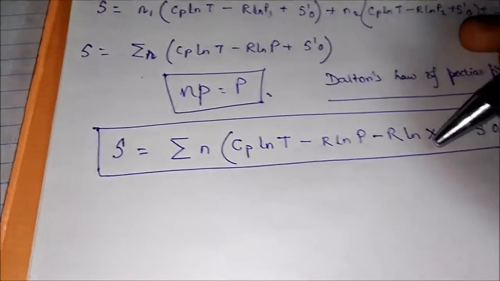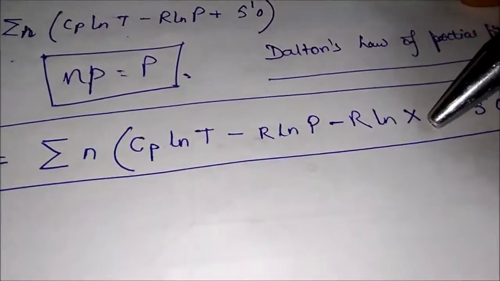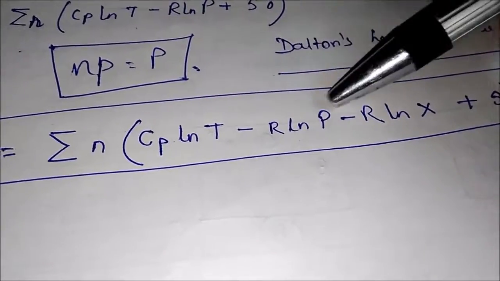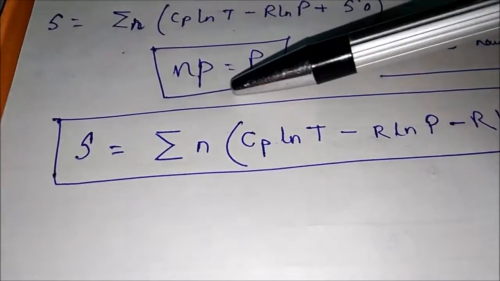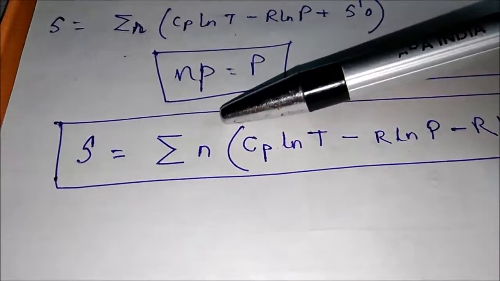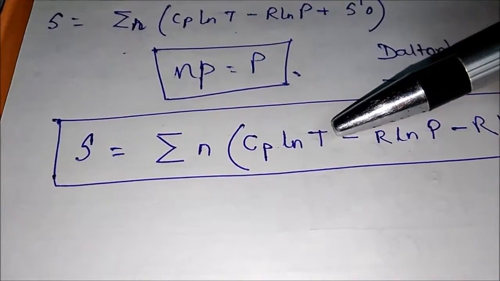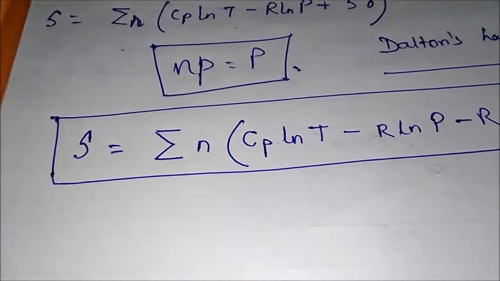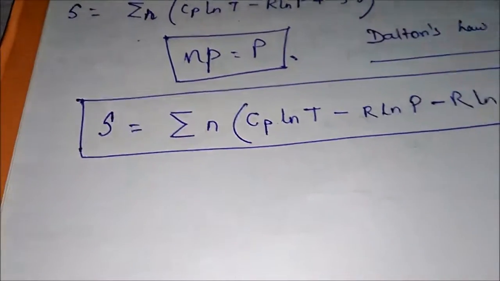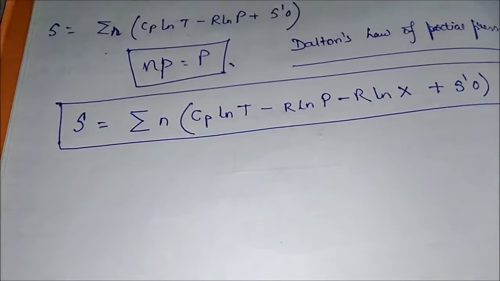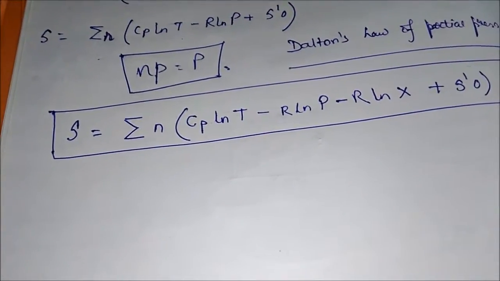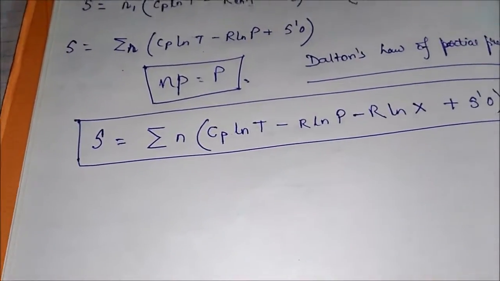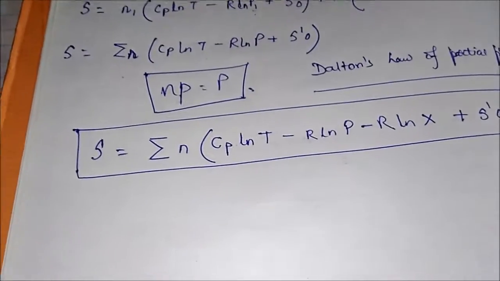Similarly, here X signifies the mole fraction of that particular gas, P signifies the pressure of that particular gas, and N signifies the number of moles of that particular gas. T, remember, is constant in this particular case. In the entire scenario, the system temperature will remain constant. This equation, S is equal to the summation of N Cp ln T minus R ln P minus R ln X plus S dash naught, signifies the entropy of an ideal gas.